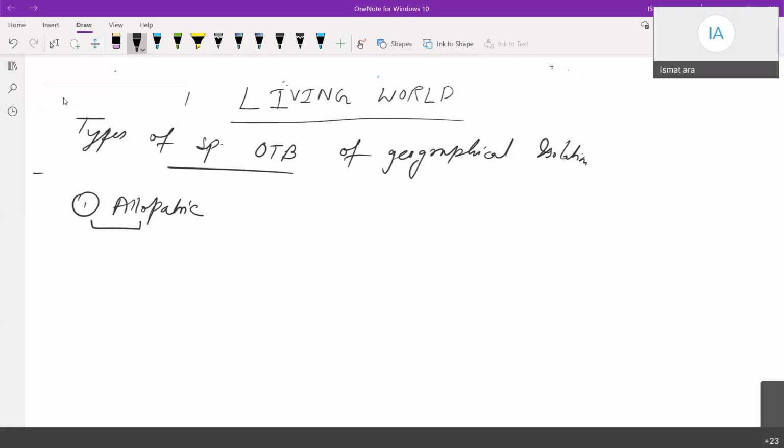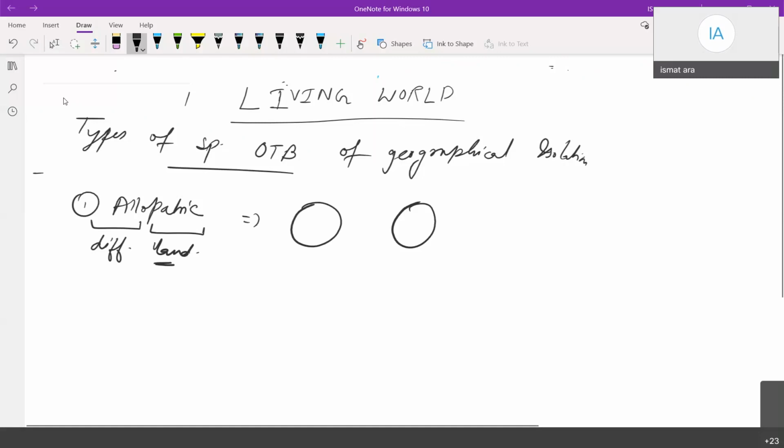Allo means different. Patric means land. Fine. Suppose I am giving you one example. This is a separate land. This is a separate land. And these two lands, suppose they are separated with water.